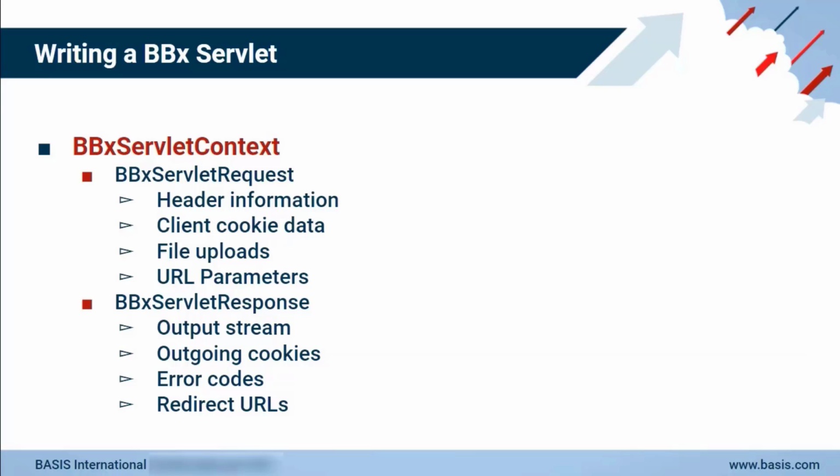The BBjXServletRequest is the incoming object that contains information about the web request made by the client. This contains header information, client cookie data, file uploads, URL parameters, and anything else sent along with the request. The BBjXServletResponse is the outgoing object that allows you to print to the servlet's output stream, set cookies, send error codes, and redirect the client to another page.